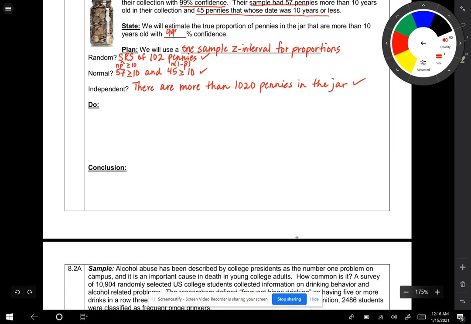So the first thing we want to do is find our sample statistic, our P hat. So we want to take 57 pennies were more than 10 years old out of 102. So that is 0.5588. Next thing we want to do is find Z star.